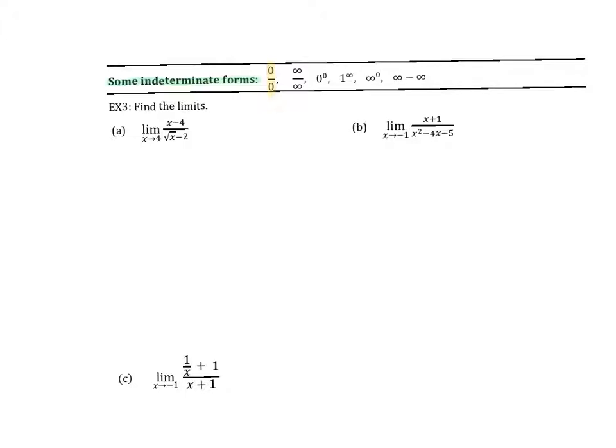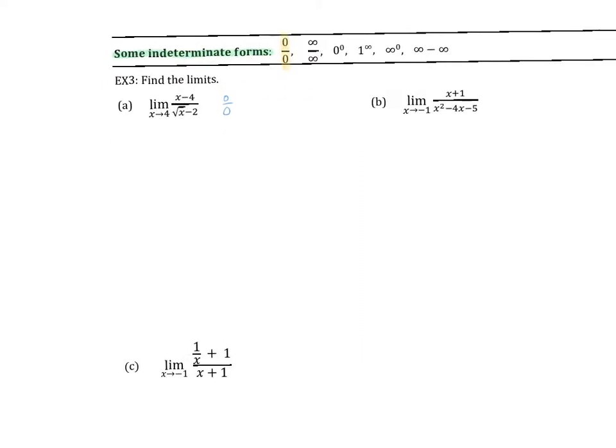Notice that if I were to plug in 4 in part A, I would get 0 over 0. Again, that just means I need to do something more to evaluate this limit. And that something more is not a table, it's not a graph. It's algebra, if you can do algebra. So notice in the denominator, I have the square root of x. So the first thing I think of is conjugate.